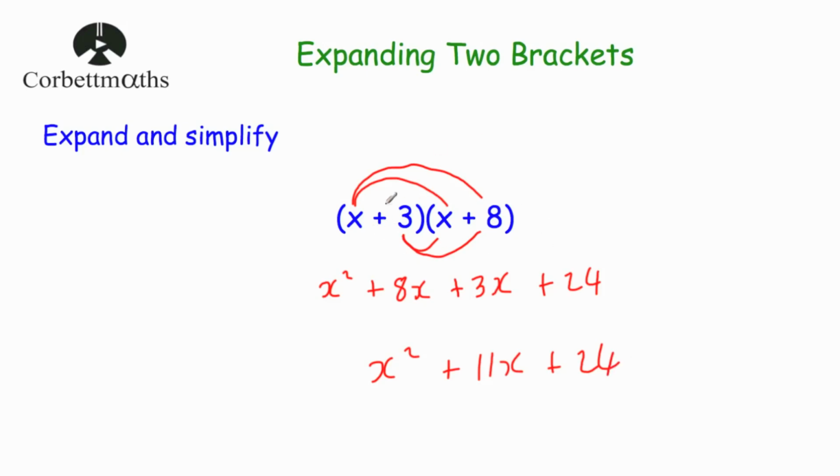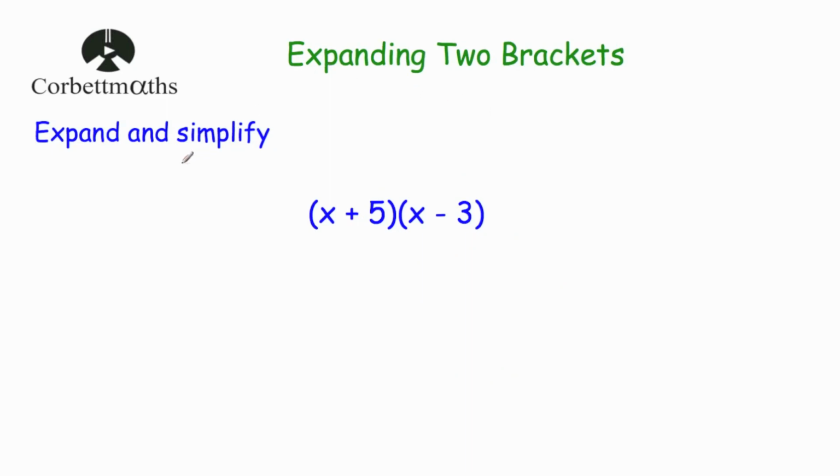And that's it. So if we wanted to expand and simplify these brackets, we just multiply both of these terms by x, and then we multiply both of the terms by 3, and then just collect any like terms. So let's have a look at our next question. So this time we've been asked to expand and simplify x plus 5 brackets x minus 3. So we need to multiply both of these terms by x, and then we need to multiply both of these terms by 5, and then just collect any like terms.